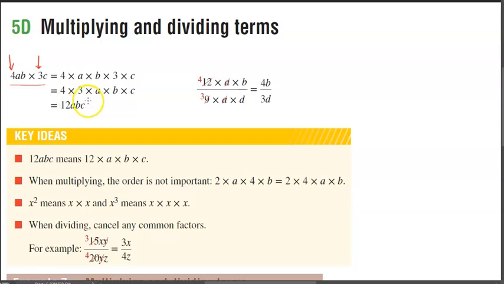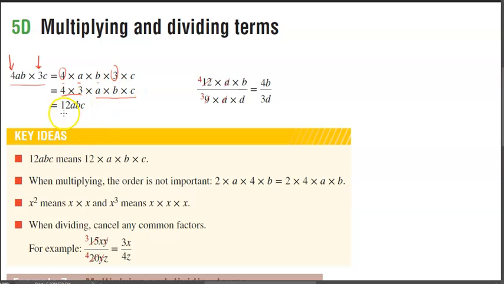So 4ab times 3c just means 4 times a times b, because remember there are invisible times signs in between the numbers and the letters, and we're multiplying this by 3 and c. This is all being multiplied out. This is called the expanded version. And what we can do is gather up the numbers, so 4 times 3, and the letters a, b, c, which we can see here.